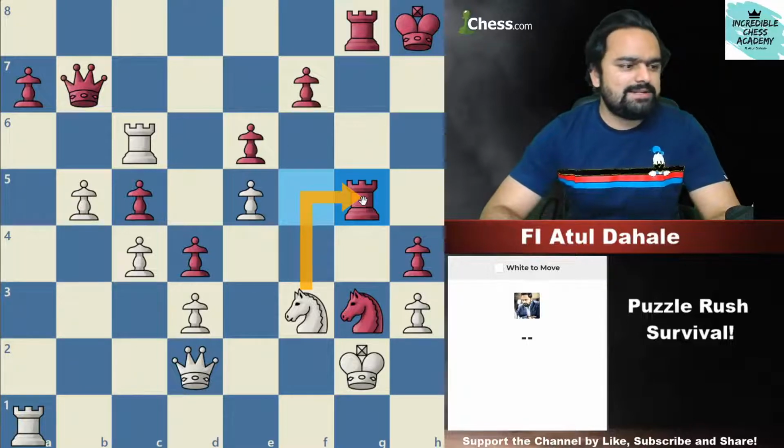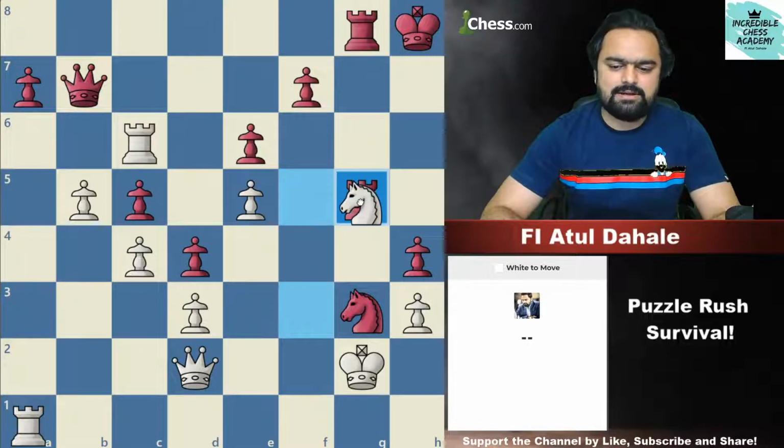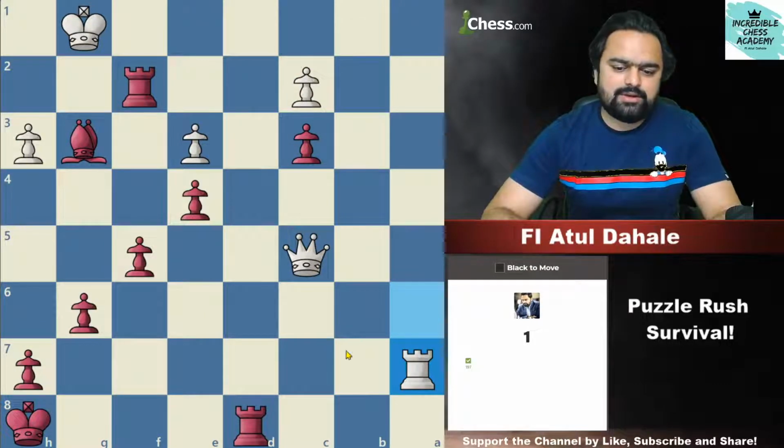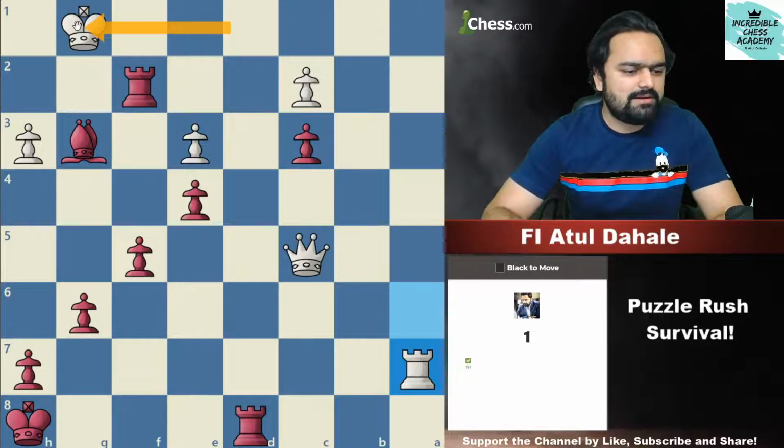So guys, let's go through it. I'll just play this move, and that's it. Okay, now it is black to play. Again, check, capture and threat. Here you can see that this check is coming, and this is just check and mate, right?